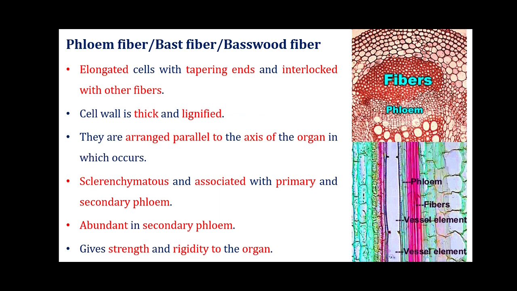Now another category is the phloem fiber. You can say bast fiber or basswood fiber. The elongated cells have tapering ends interlocked with other fibers. They are thick, lignified, and arranged parallel to the axis of the organ. As they are thick, they are sclerenchymatous and associated with primary and secondary phloem. They are abundant in secondary phloem. Because of their thick lignified nature, they provide strength and rigidity to the organ.